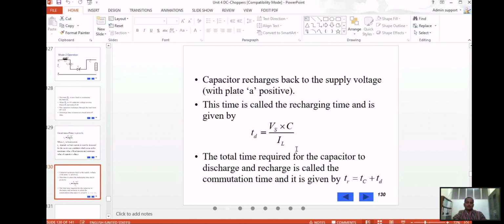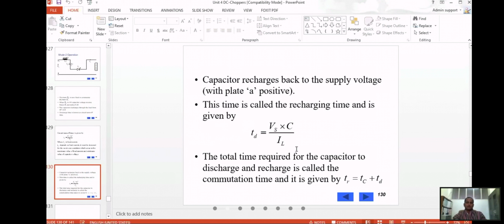The discharging time means the circuit turn-off time, that is, how much time is required to turn off that circuit. So both added together give the commutation time, the charging and discharging time of the capacitor. That's why it is called an impulse commutation chopper, or a parallel capacitor turn-off chopper. It helps in charging and turning off through the capacitor.